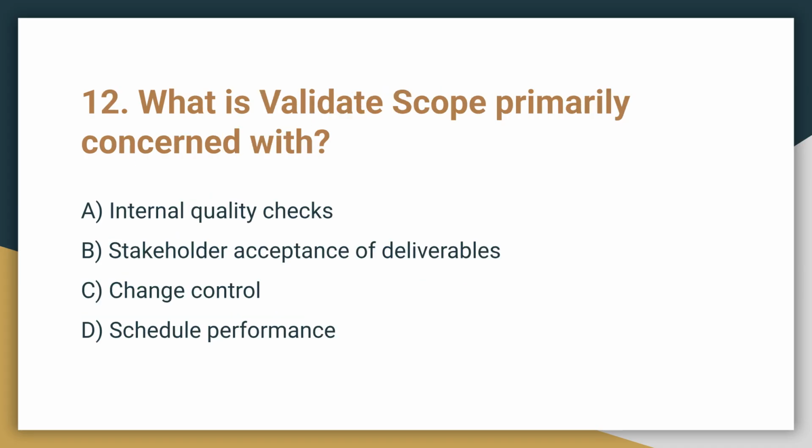Question 12. What is Validate Scope primarily concerned with? A. Internal quality checks, B. Stakeholder acceptance of deliverables, C. Change control, or D. Schedule performance. Validate Scope is primarily concerned with B. Stakeholder acceptance of deliverables, which represents formal acceptance.